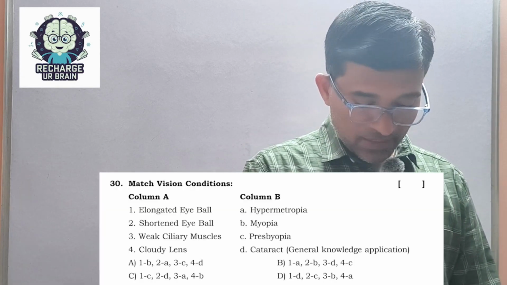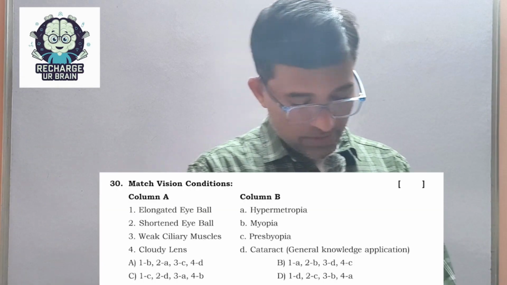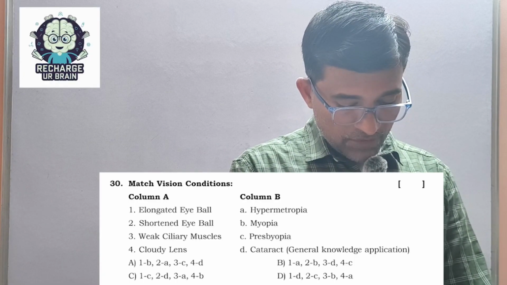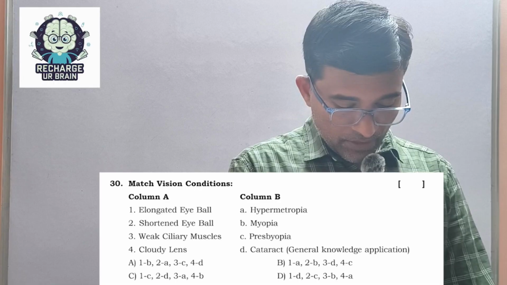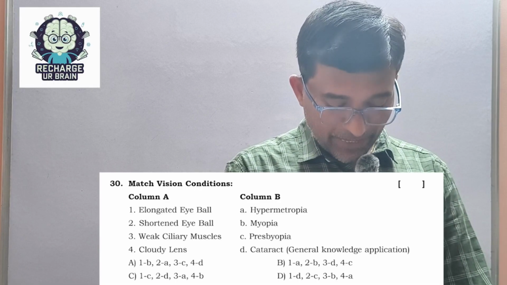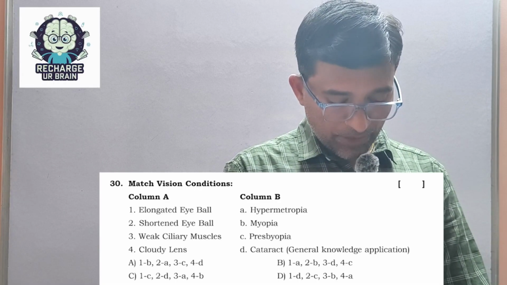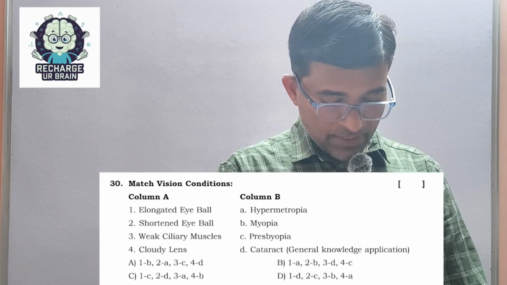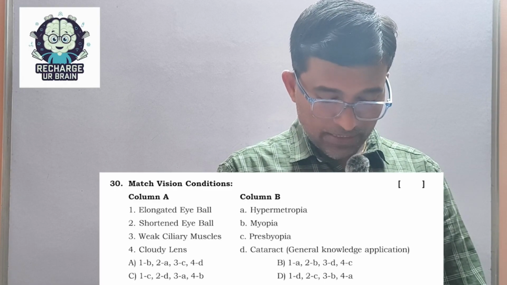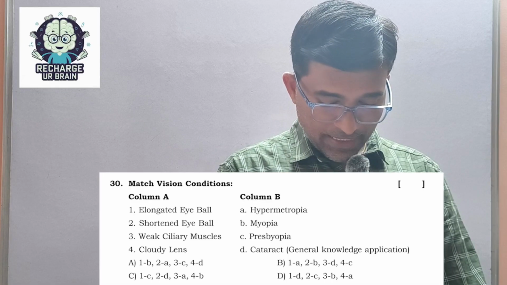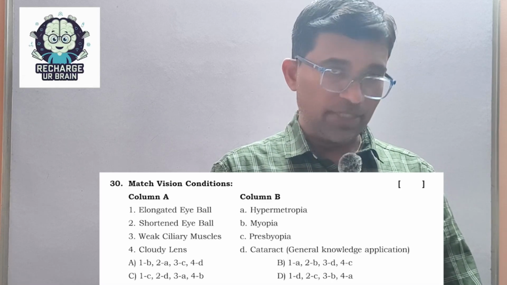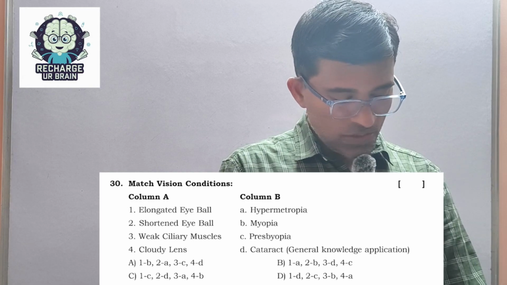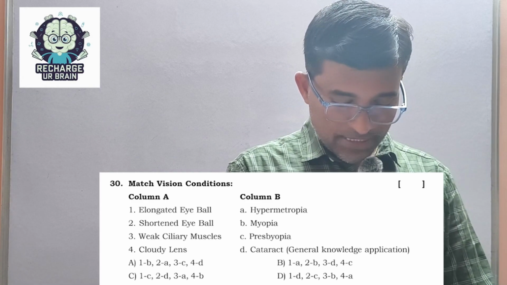Okay, next one is match vision conditions. In this 30th question, match vision conditions. Elongated eyeball, we know that is hypermetropia. Shortened eyeball, myopia. Weak ciliary muscles, presbyopia. Cloudy lens, cataract. General knowledge application question, actually. So cataract is because of cloudy lens. So for the 30th one, the right option is A.